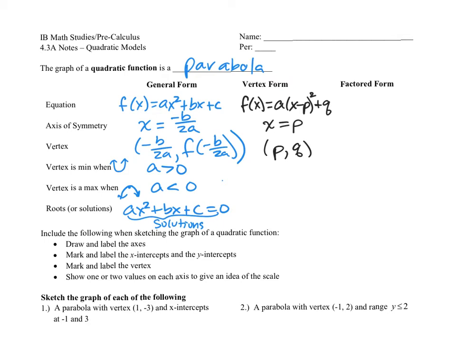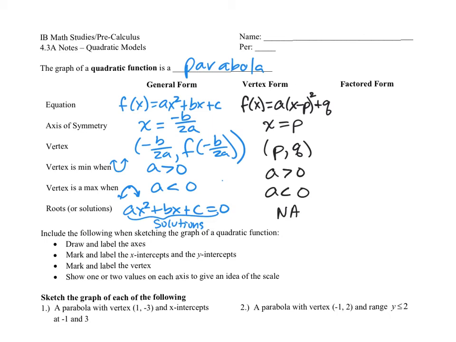And then again, the vertex is a minimum when the parabola opens up, and that happens when a is greater than 0. And the vertex is a maximum when the parabola opens down, and that happens when a is less than 0. Now, from this form, we can't really find the roots or solutions, so we'll just say not applicable for the solutions in vertex form.